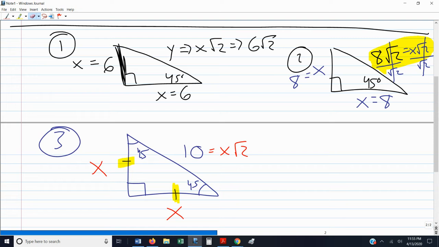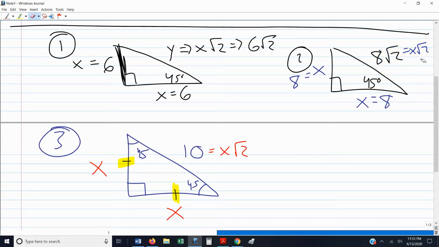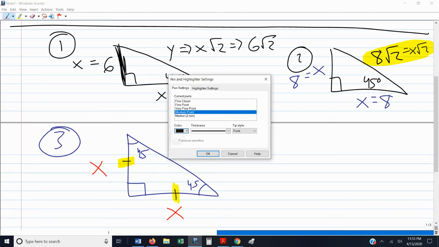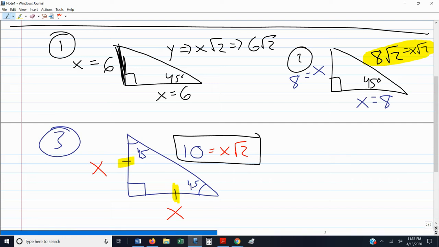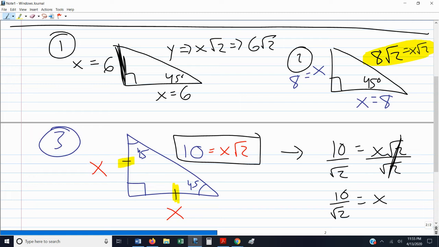If we go back to number 2, when we were looking at 8 root 2 is the same as x root 2, I think it's a pretty clear jump that x is equal to 8. But for this one, that is not as clear. So I'm going to take this, move it over here. The x root 2 side is equal to 10, and I'm going to treat that as an equation, and I'm going to solve it by dividing by root 2 on both sides. And I get 10 over root 2 is the same as x. So the x is 10 over root 2, and this side is the same.